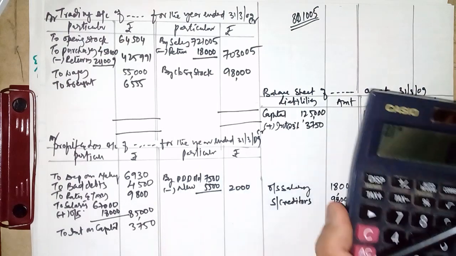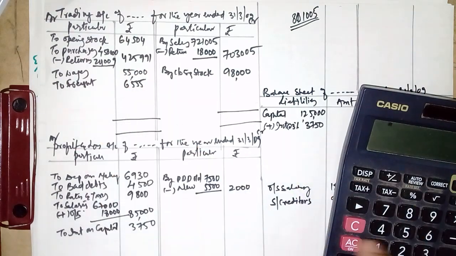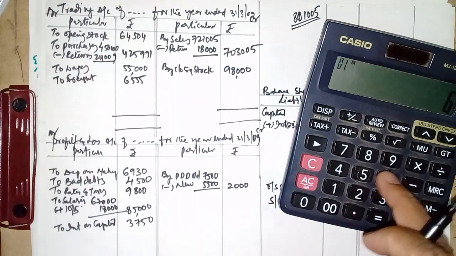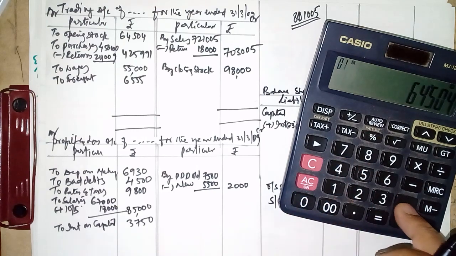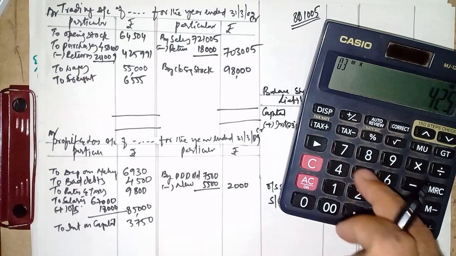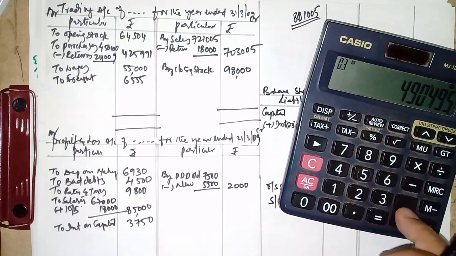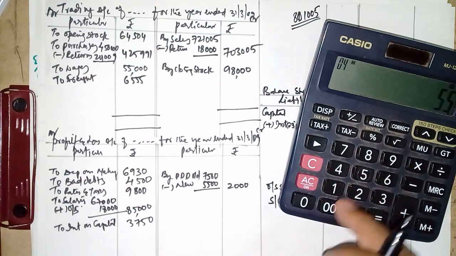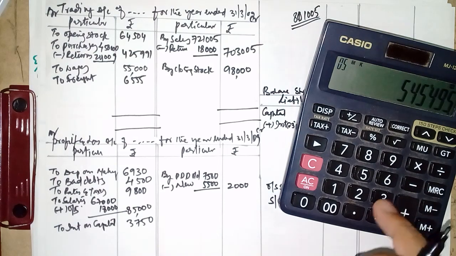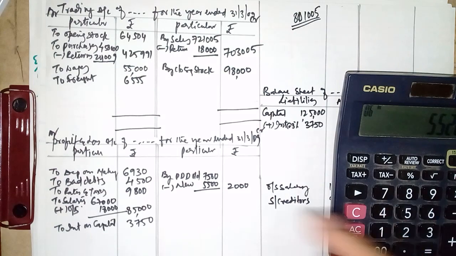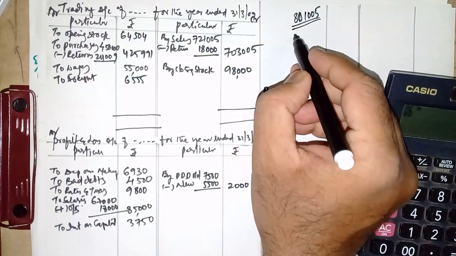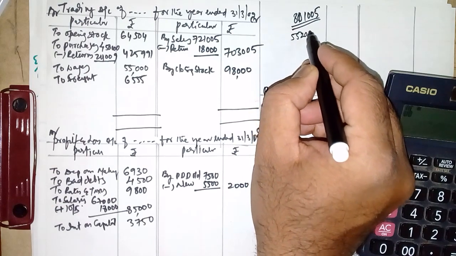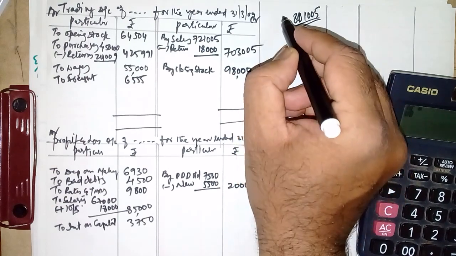In the same way, do the debit total even. How much will we get? So debit total is 64,504 plus 4,25,991 plus 55,000 plus 6,555. So we are getting how much? 5,52,050. So credit total is greater.